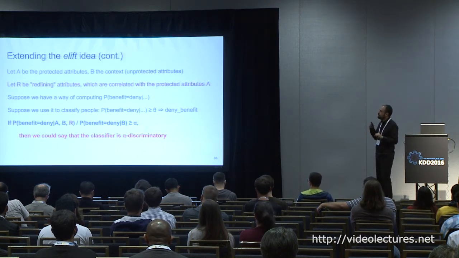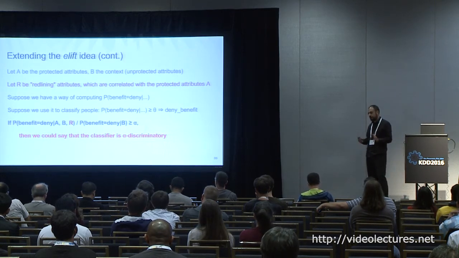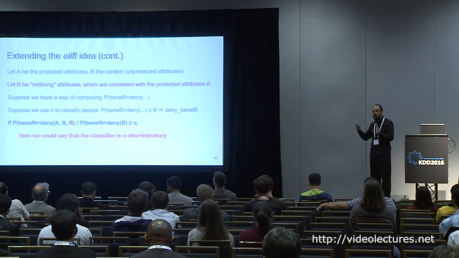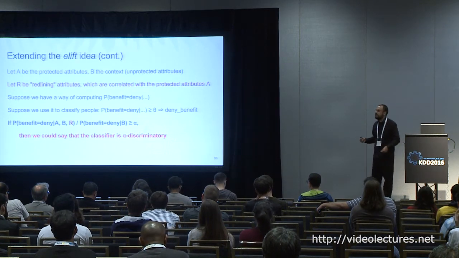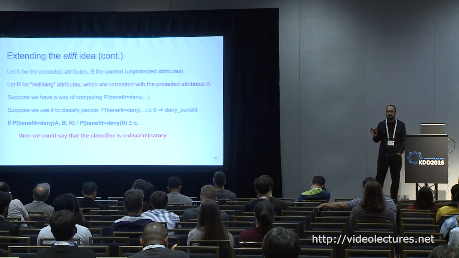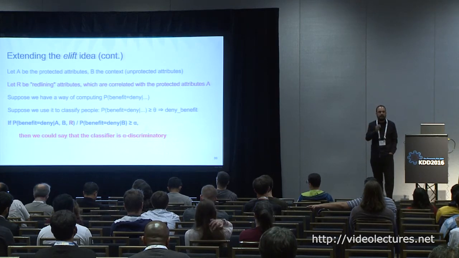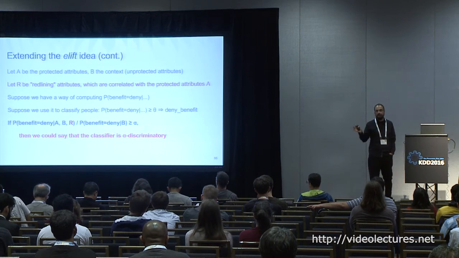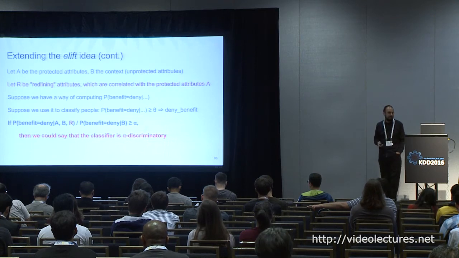We're going to add also these attributes R, which are attributes that we know from background knowledge, or we know because we look at the data. These attributes R are going to be attributes that are very strongly correlated with the gender attribute or with the race attribute and so on, right? These are going to be called redlining attributes: attributes that you could use instead of the protected attributes, and they will have almost the same effect, okay? So A and R are the protected attributes, and B is the context, which is unprotected attributes, legal attributes, things that you can use, and that's fine.